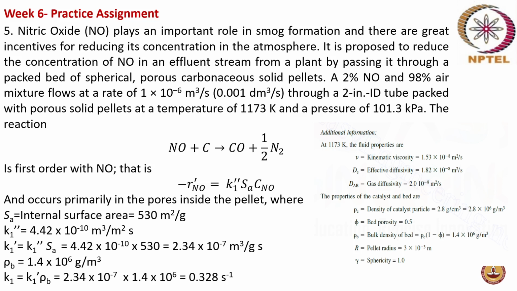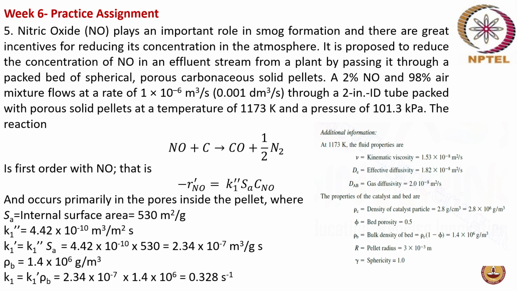And the radius of the pellet is given as 3 into 10 power minus 3 meter, which is nothing but 3 millimeter. And the sphericity is 1. That means it is spherical. So they have given a spherical catalyst. It is also given in the text: spherical porous carbonaceous solid pellet. So the sphericity is nothing but 1.